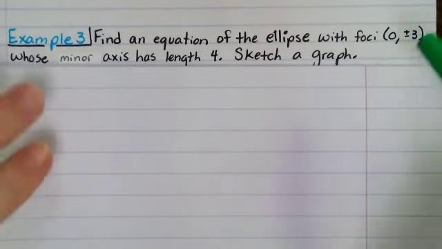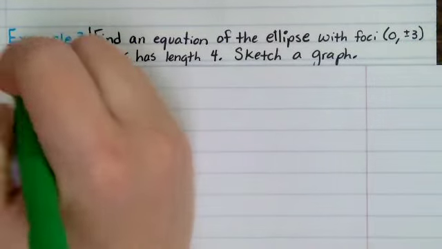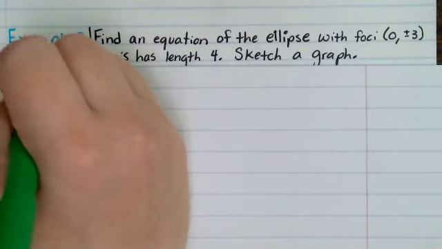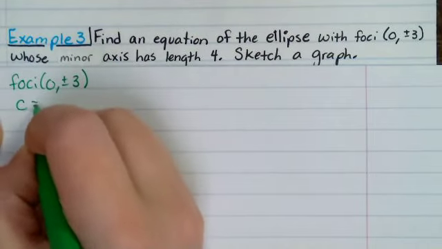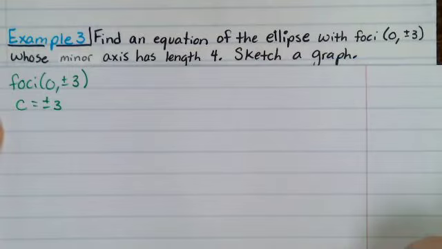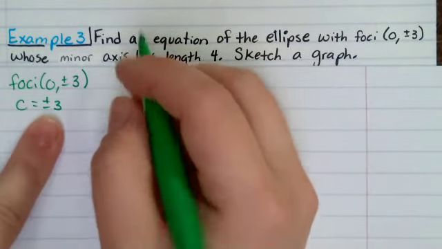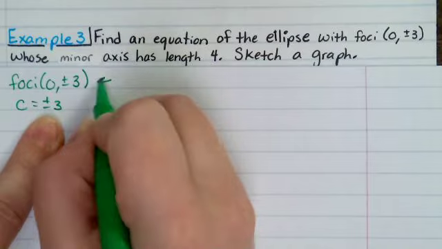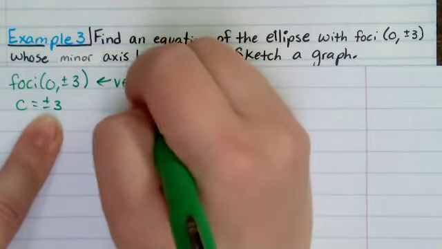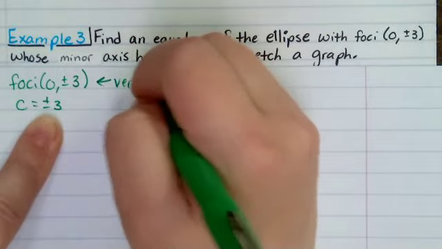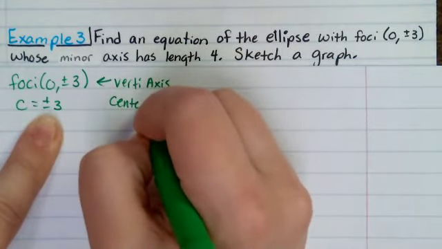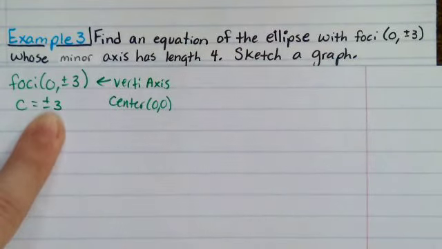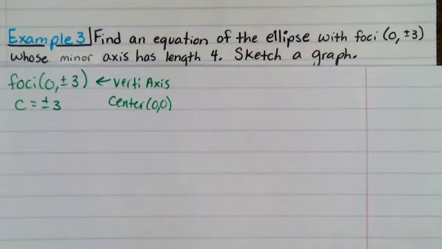Okay, so I'm going to look at these guys, my foci here. And I know because of the foci being at 0 plus or minus 3, this tells me that C, we're looking at plus and minus 3. We're also looking at my vertical axis type of situation. So I'm just going to abbreviate this. Vertical axis. And then we're going to say our center at 0, 0 as well. Those are two important things to note just from the fact that the foci is 0 plus or minus 3.